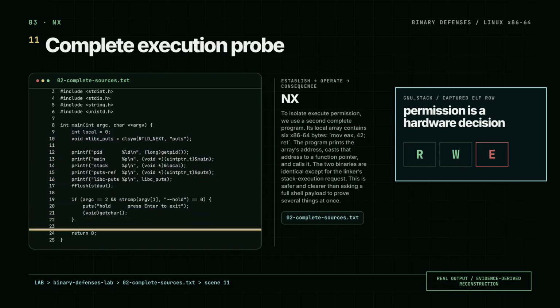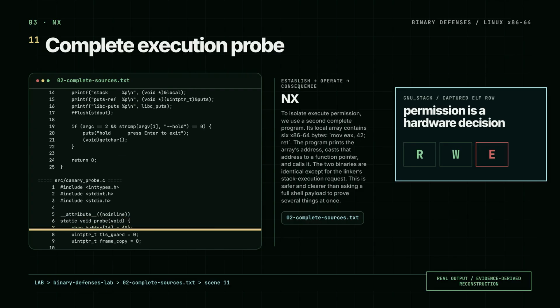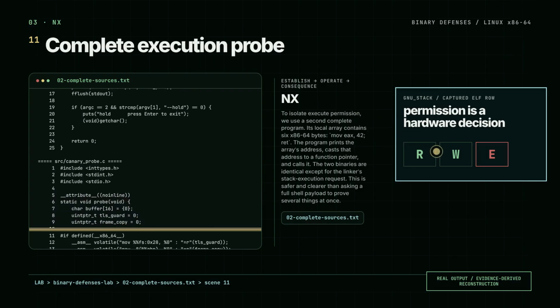Its local array contains 64 bytes of instructions. The program prints the array's address, casts that address to a function pointer, and calls it. The two binaries are identical except for the linker stack execution request. This is safer and clearer than asking a full shell payload to prove several things at once.